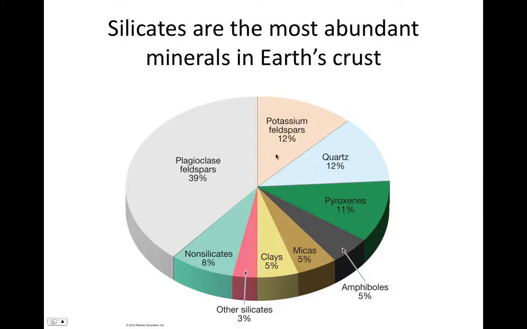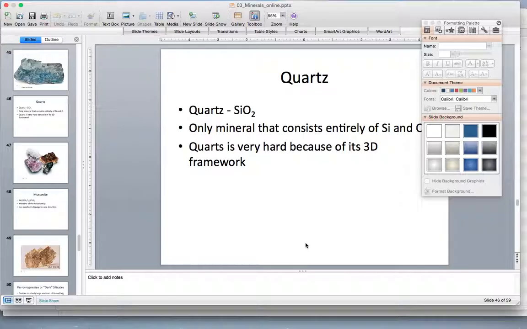So as you see, 39 plus 12 gives us 51, and then plus another 12, 63% of all minerals in the crust are non-ferromagnesian silicates, and much smaller are ferromagnesian silicates. If you go into the mantle, the opposite is true. It's overwhelmingly ferromagnesian silicates and very few non-ferromagnesian silicates.